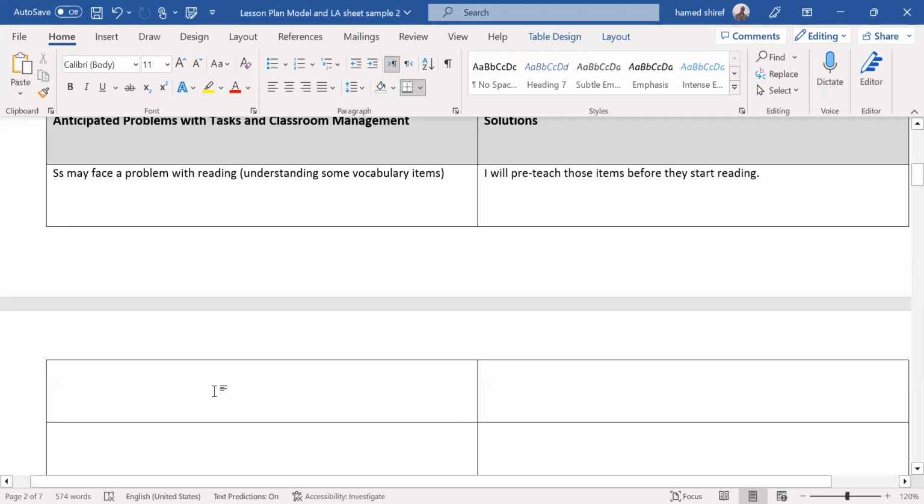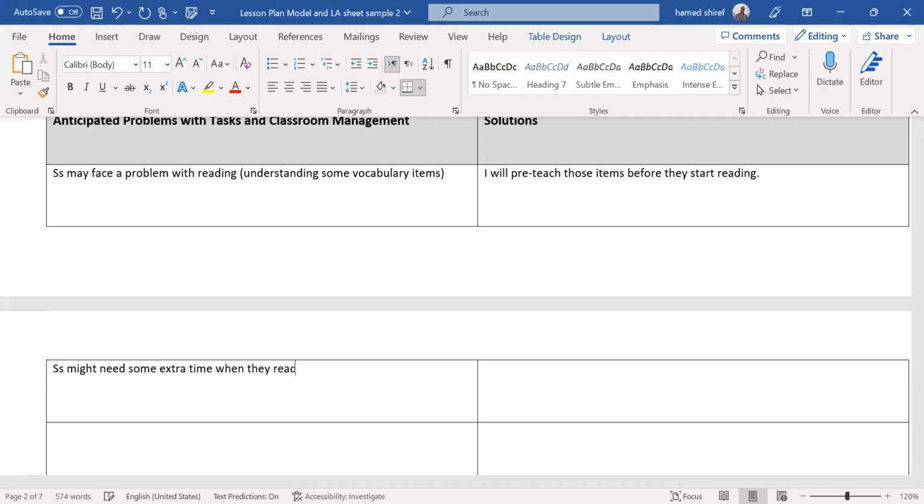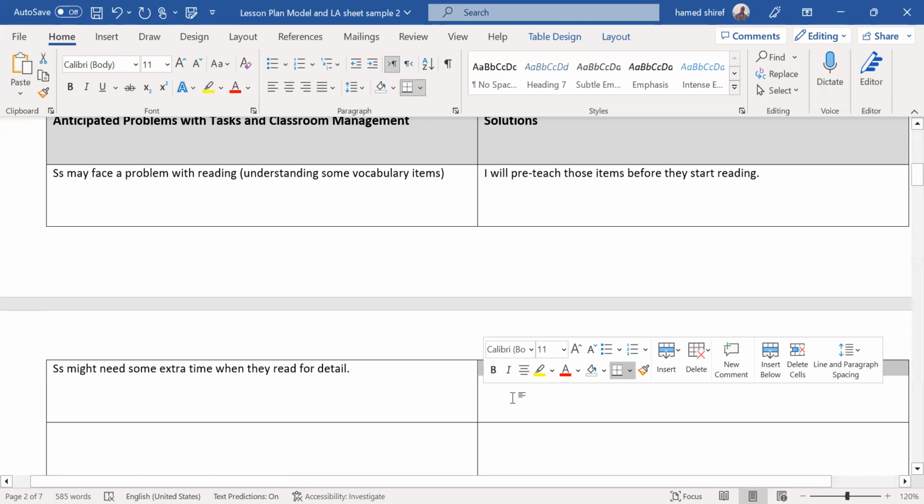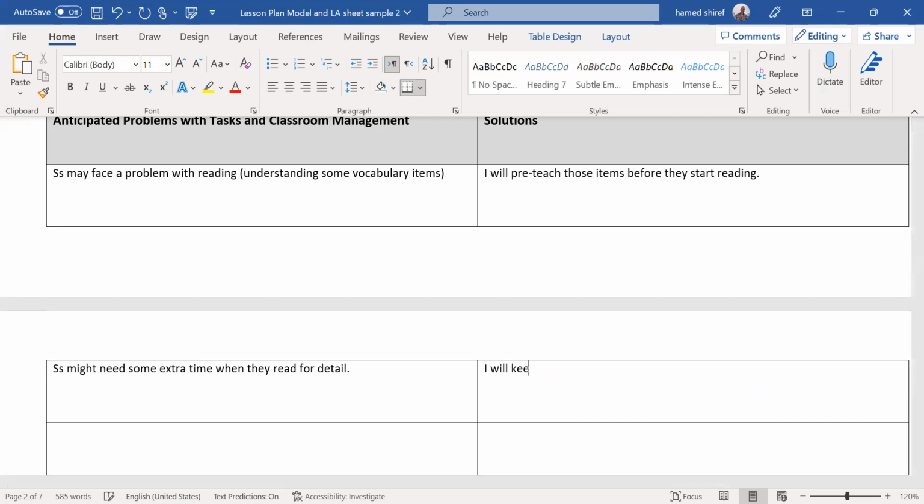Another problem might be related, for example, to timing. So, for example, students might need some extra time when they read for detail, for example, in the second reading task. So the solution is you can say I'll keep monitoring, and if students need more time, I'll be ready to provide them with extra time.